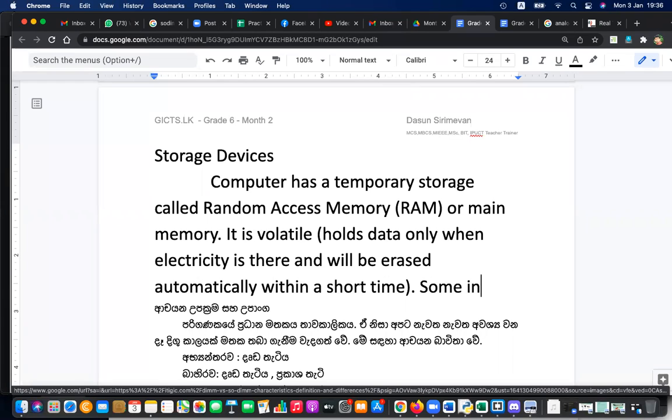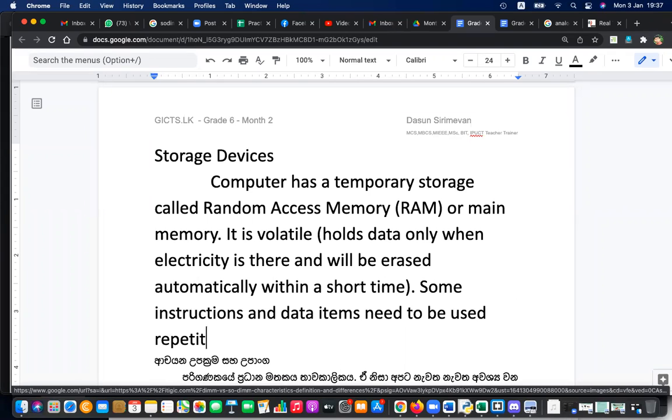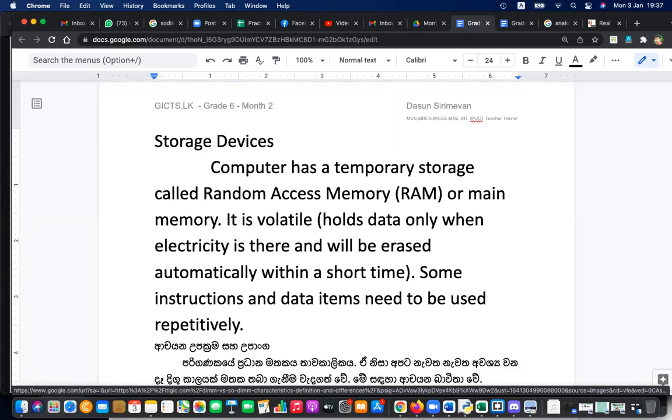Some instructions and data items need to be used repetitively. Repetitively means again and again. Some instructions and data items need to be used repetitively.